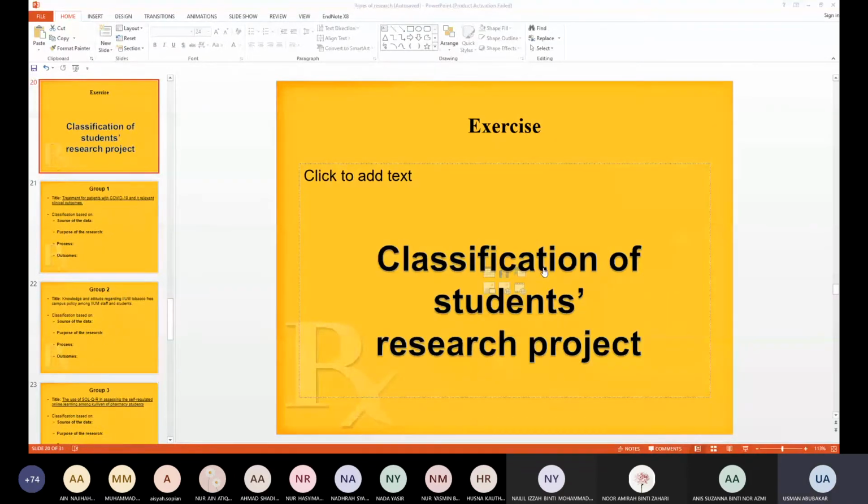So can you see my slide? Yes. All right, so I want us to use the first 20 minutes of this lecture to classify your research titles or your research projects based on the criteria I discussed earlier this morning. So for group 1, is the information on the slide correct? The title of your project.